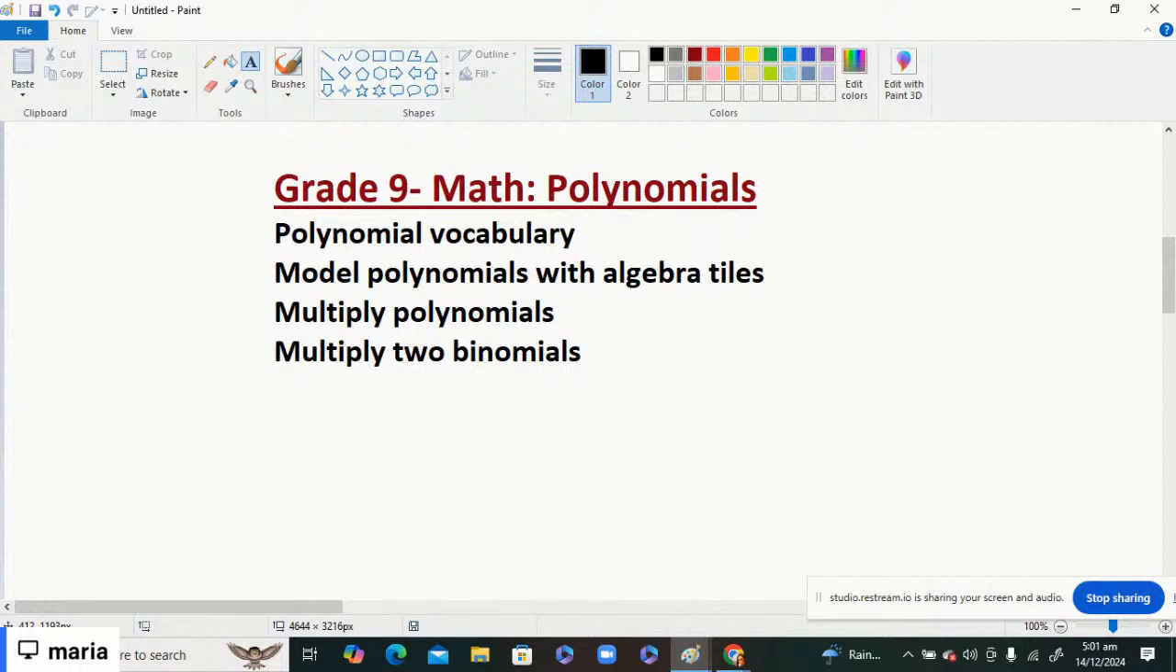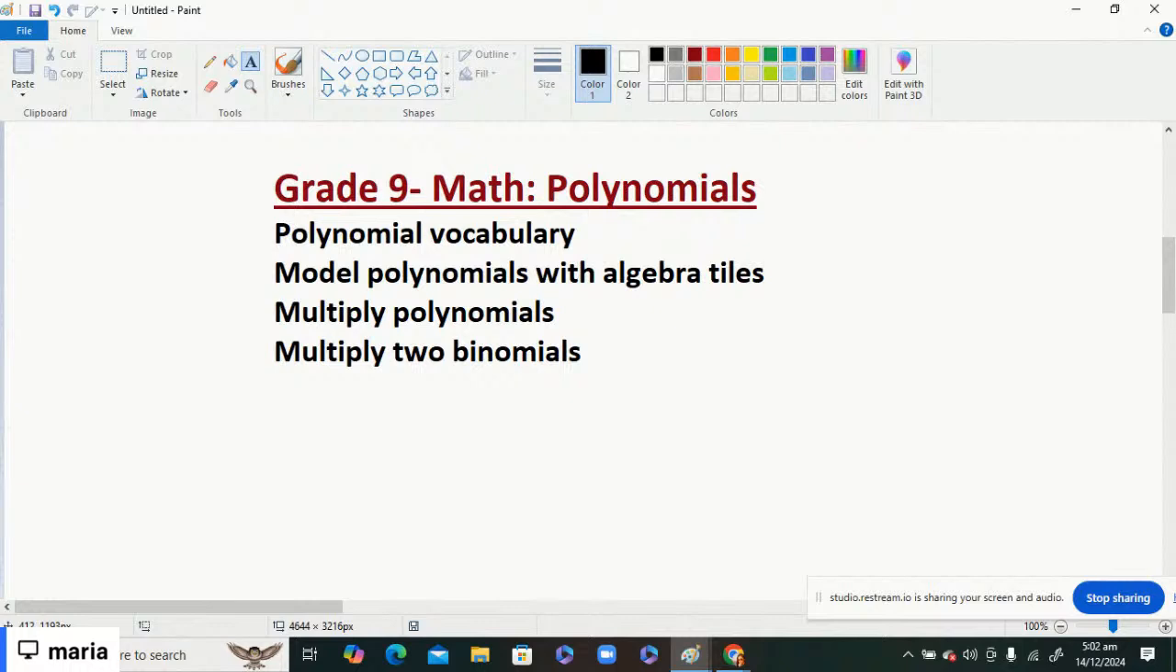So today we are here for grade 9 maths. The chapter we discuss today is polynomials. And here are the lessons: polynomial vocabulary, model the polynomial with algebra tiles, and multiply the polynomials and multiply two binomials.